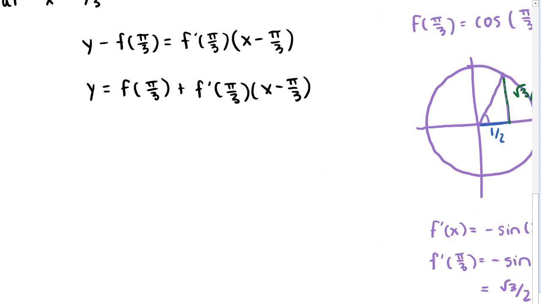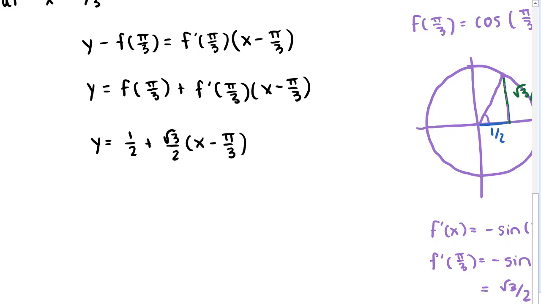And so here, if we go back to the equation of our tangent line, we have y is equal to, well, this was 1/2, cosine of pi over 3, that's 1/2, plus the slope of our tangent line was the square root of 3 over 2 times x minus pi over 3.